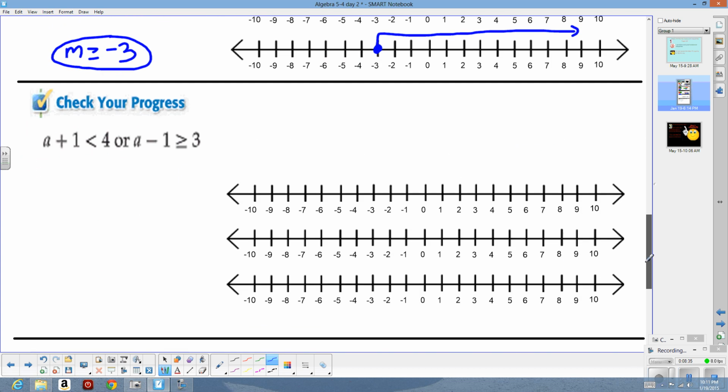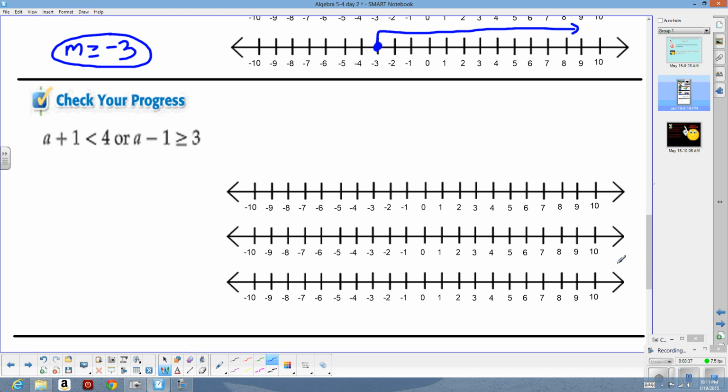You may want to pause the video and try the next one on your own. We'll go ahead and solve the first inequality. a + 1 is less than 4. You would want to subtract 1 from both sides. So a is less than 3.